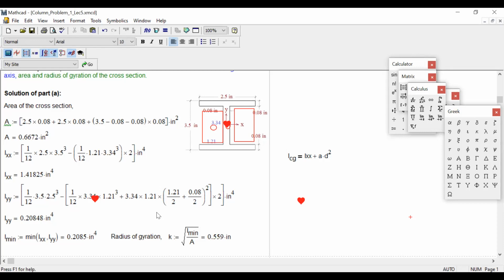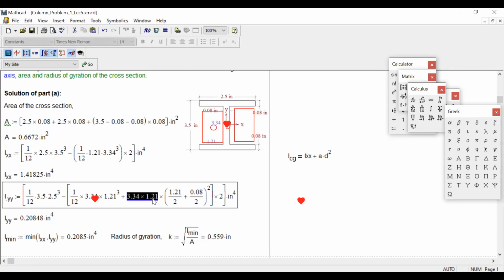A mean area. So then we add the area into d squared. What is the d? It's the distance from this CG to this distance, and you can easily figure it out. Half of this thickness 0.04 and half of 1.21. That I did over here: half of 1.21, then half of 0.08. Then we have two areas, on the left side and on the right side. Then we just multiply by 2 and subtract.